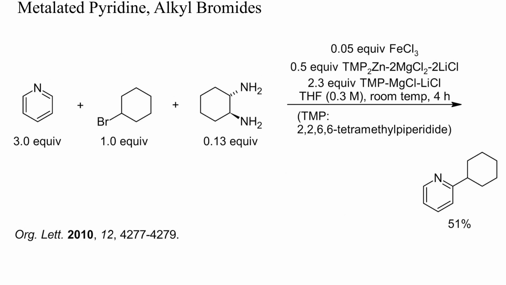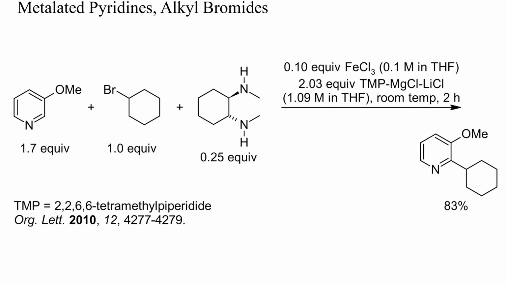Here, pyridine was metallated and alkylated at position 2 with cyclohexyl bromide. Secondary alkyl bromides readily yield olefins when treated with bases, but here an acceptable yield of 2-cyclohexylpyridine could still be achieved despite the basic reaction conditions. With 3-methoxypyridine, the yield was even higher.